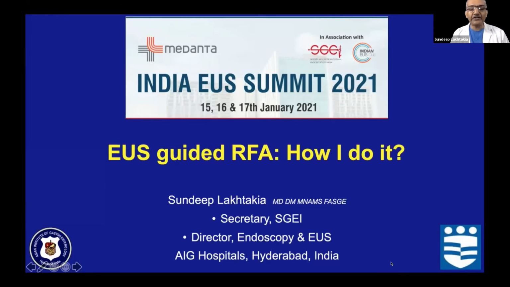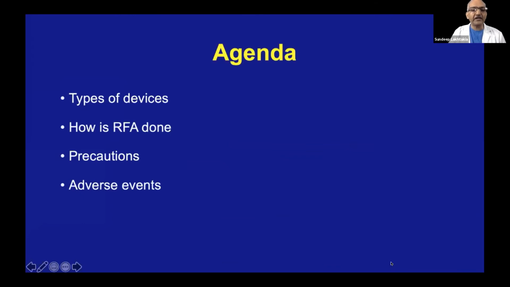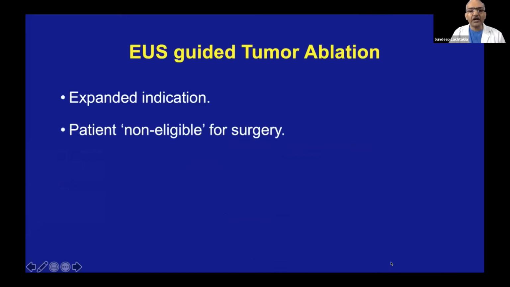But having said that, why it should come slowly but surely into the algorithms of various treatment modalities, we can take a call. So in this talk, I would be covering the types of devices that are used for EUS RFA, how it is done, the precautions to be taken, and what are the adverse events associated with EUS RFA. Currently, EUS guided tumor ablation is an expanded indication of EUS intervention. As I said earlier, it's not an accepted modality as a first-line therapy, but generally a fallback option when the patient is not eligible for surgery.